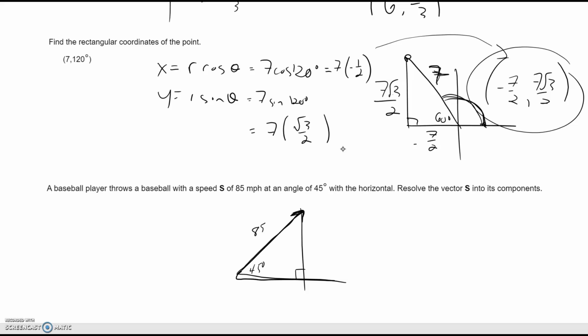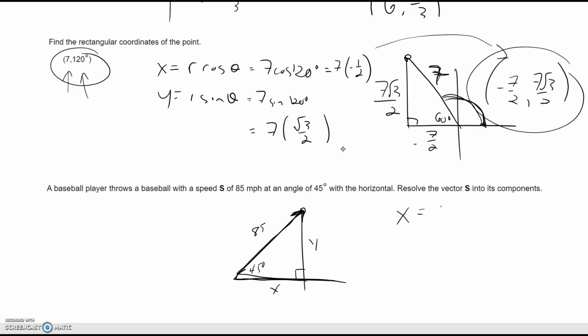We can attack it with trig, or we can attack it kind of the old way by just finding the x and y coordinates, right? So hopefully you're making that connection. So this one's just like the previous one, really. It's just like, here is your magnitude, here is your direction, find the x and y coordinates.